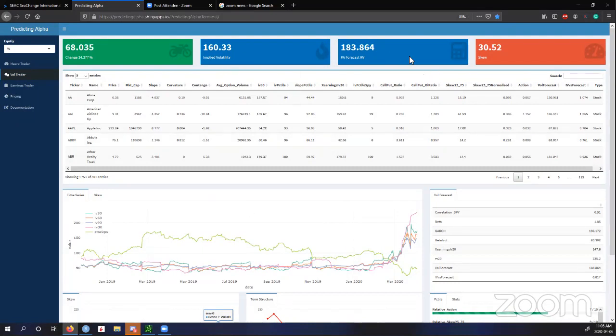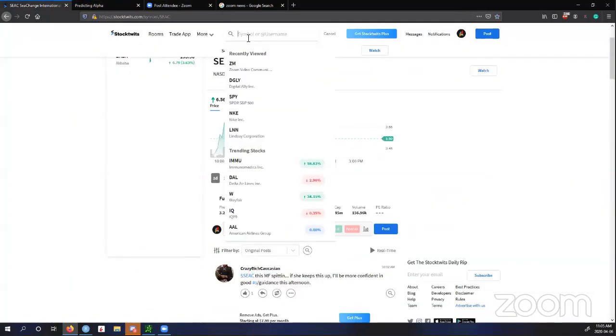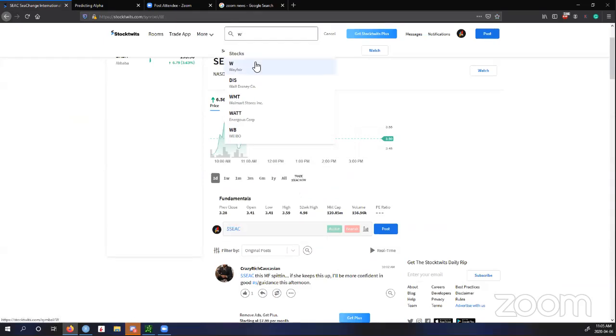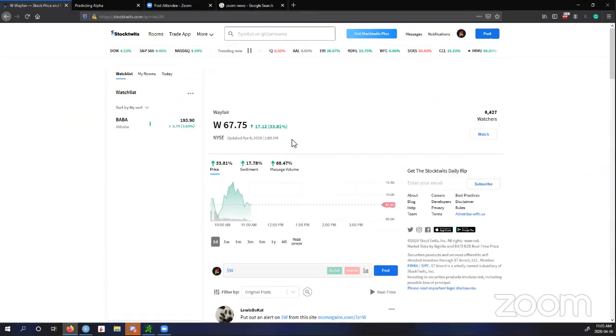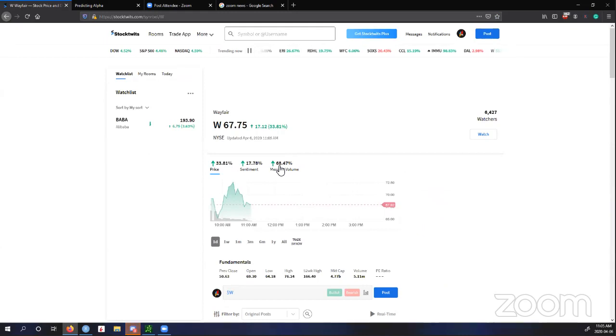It's still below our forecast. So we might not be keen on selling vol, but if implied volatility does start to increase past our forecast, or our forecast starts to drop, we're going to be looking to sell quite a bit of vol on Wayfair. And you can see that if we go to Wayfair here, there's a lot of retail in this space right now. Message volume is up 70%.